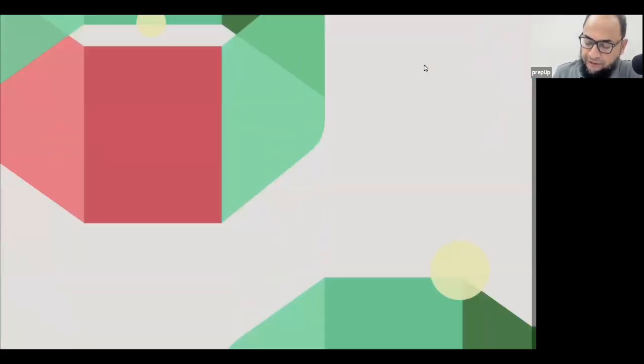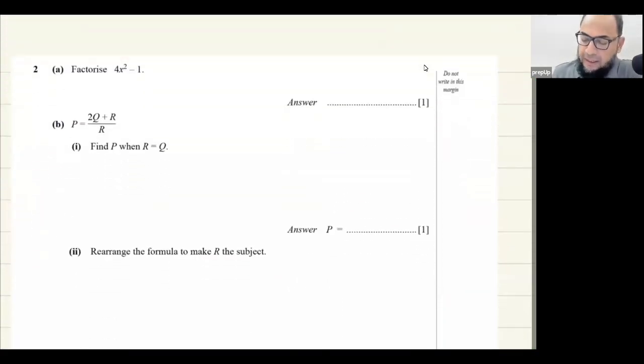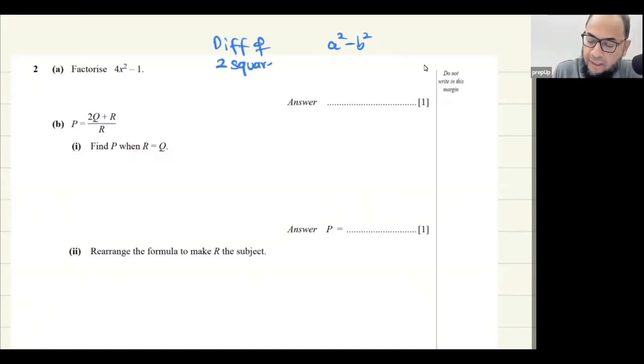So let's look at the first question. The first question is factorize. So let's go ahead and factorize first. 4x squared minus 1. Now this is an application of a squared minus b squared. This is known as difference of two squares. So a squared minus b squared, that is (a plus b)(a minus b).